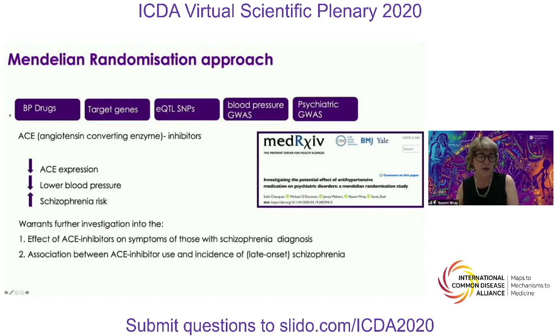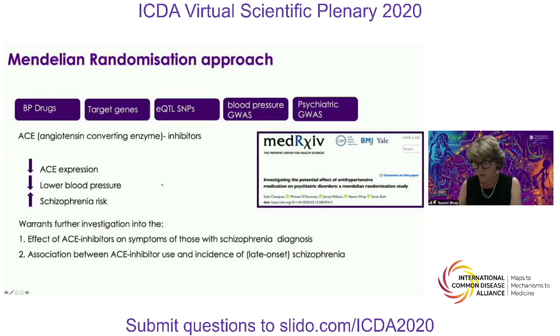Obviously this is just a statistical result that Sonia's trying to take forward by looking at other healthcare data, with a view to asking: are ACE inhibitors bringing on symptoms in those with schizophrenia, bringing on new episodes, or could they actually be bringing on late onset schizophrenia?